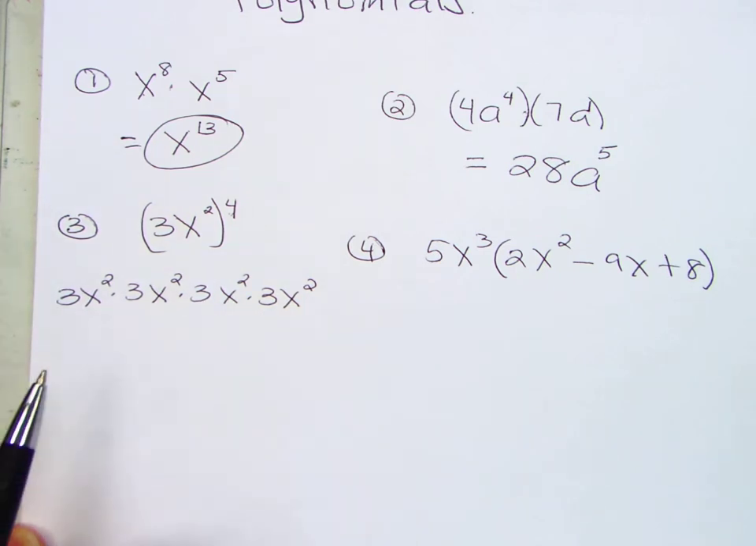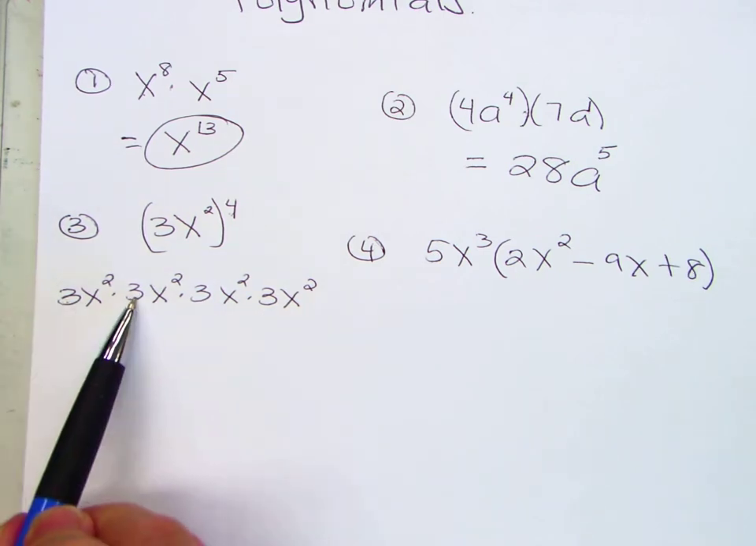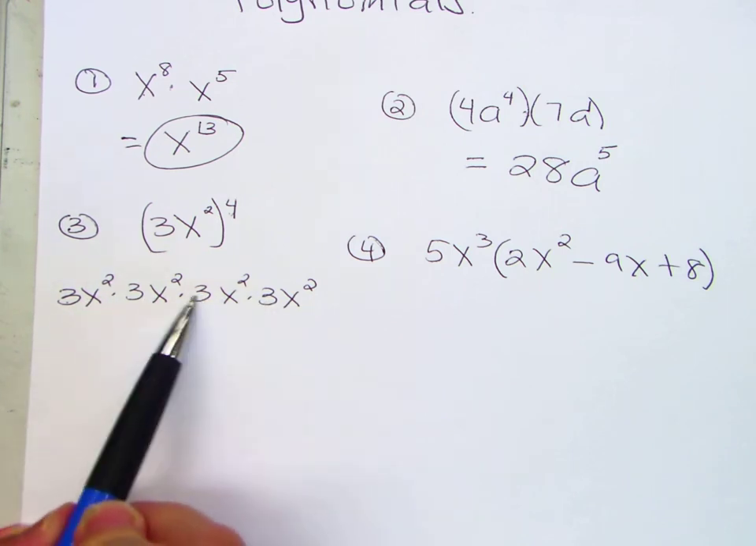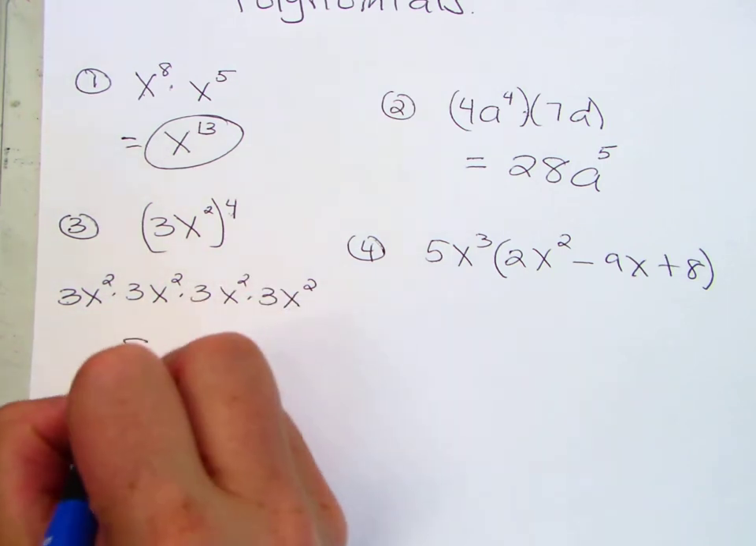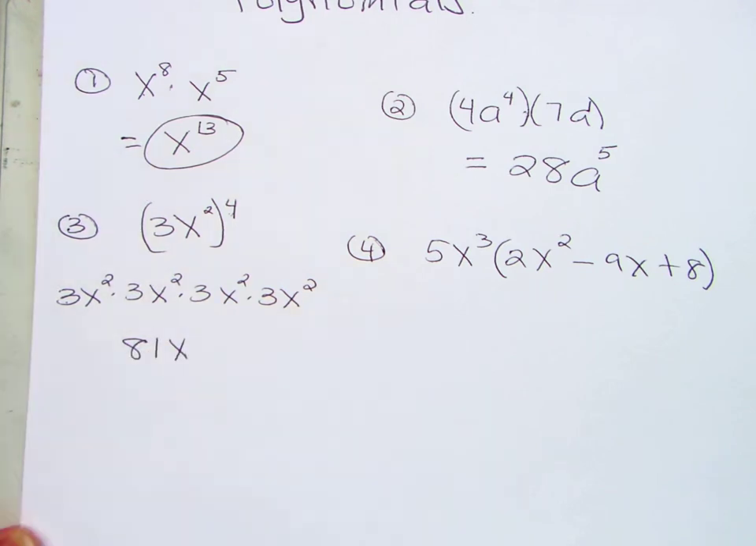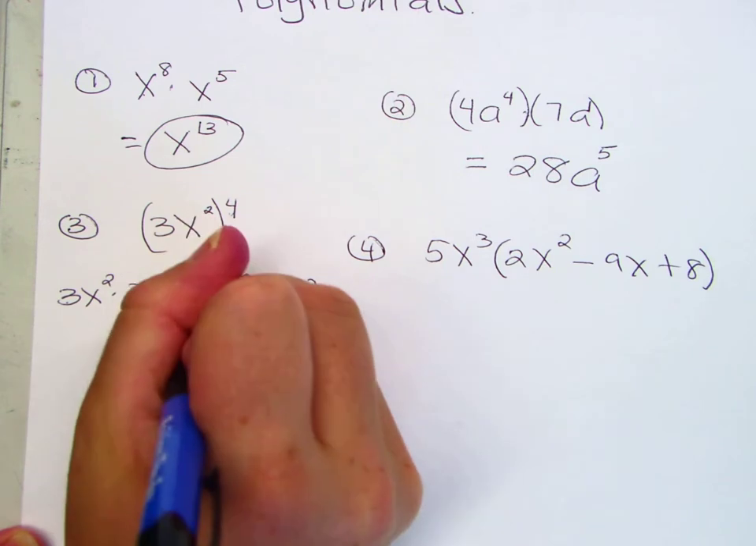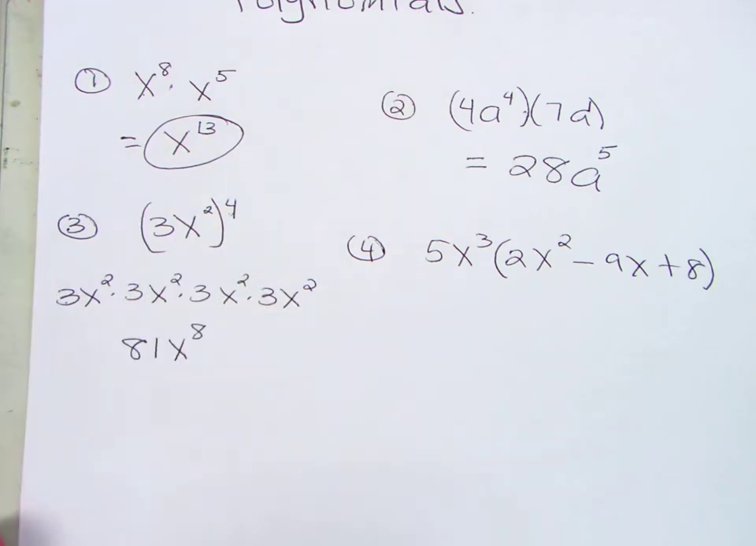Multiply your coefficients. 3 times 3 times 3 times 3. That gives you 9. That gives you 9. 9 times 9 is 81. How many x's do we have? 2, 4, 6, and 8. So 81x to the 8th is the answer.